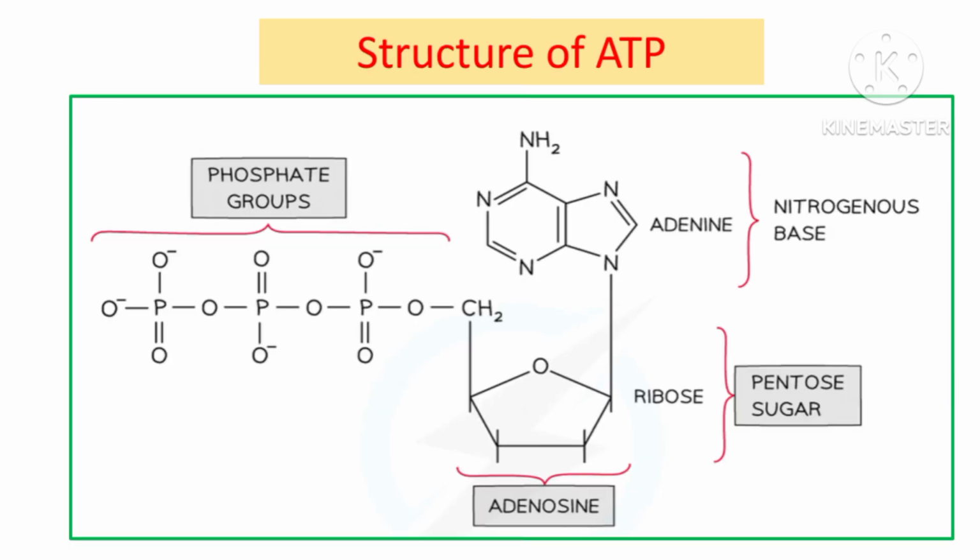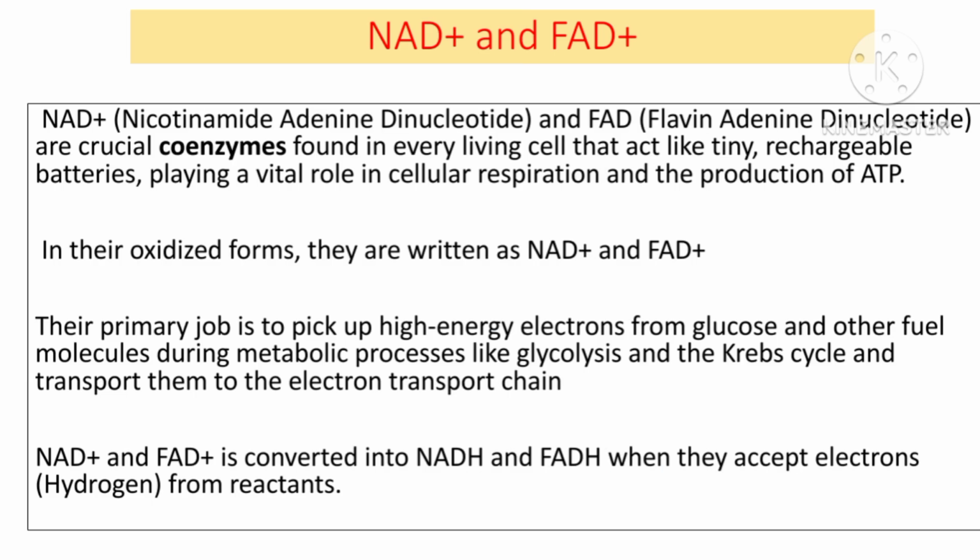Structure of ATP: it contains a nitrogenous base, ribose sugar, and three phosphate groups. Here, the nitrogenous base is adenine. It is known as adenosine triphosphate.